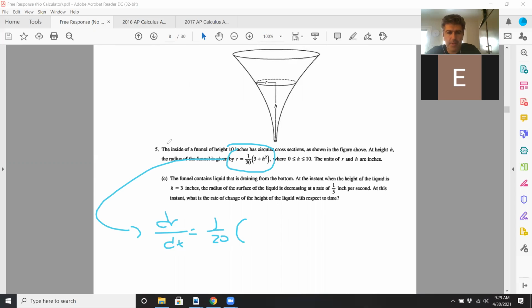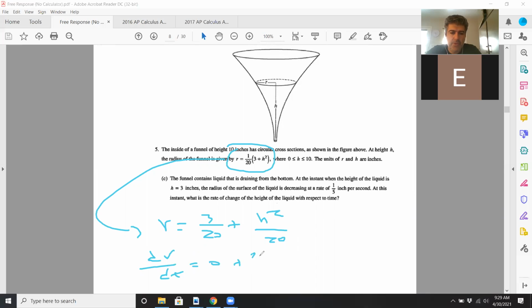Actually, let me backtrack a little bit. Let me write this first: 3/20 plus h squared over 20. Let me do that first. That's easier. Then dr/dt equals 0 plus 2h over 20 times dh/dt. Okie dokie. Now we're in business.